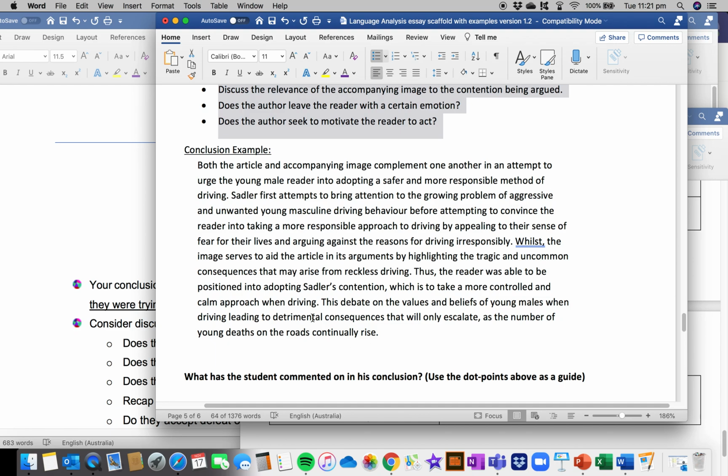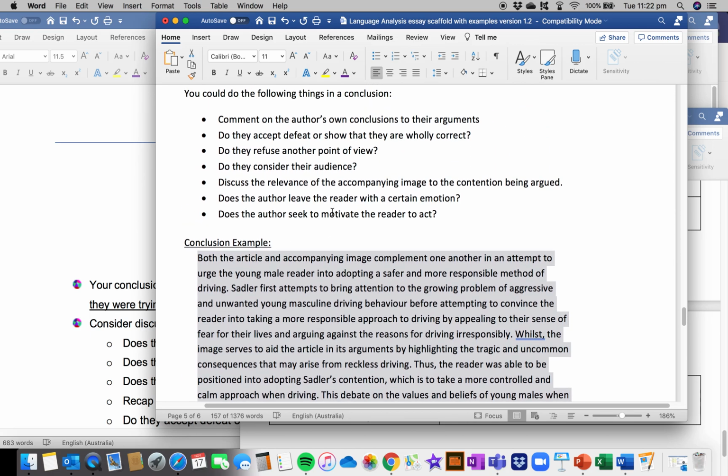I'll say it in a different way in case that doesn't make sense. In this conclusion, which you're going to read now, what has the student commented on in his conclusion? You don't have to copy it word for word, but in a nutshell, what is he doing? Is he commenting on the author's arguments? Is he commenting on their consideration of audience, which I believe they definitely are, definitely an understanding of young male readers and maybe a way to appeal to them by fear for their lives?